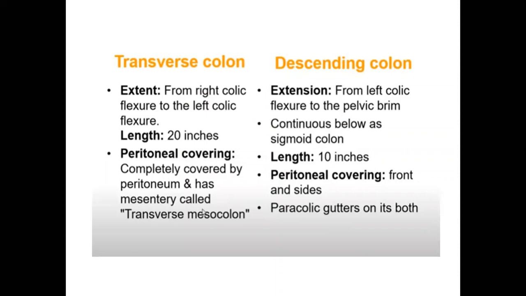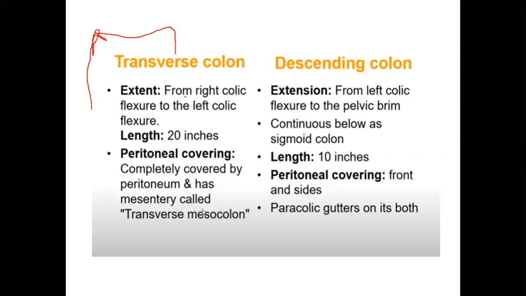Now next, from the ascending colon, starting from the right colic flexure to the left colic flexure. Let's suppose this is the cecum, this is the ascending colon, this is the transverse colon. Now we'll begin the transverse colon, extending from the right colic flexure up to the left colic flexure, and it will convert downwards into the descending colon.